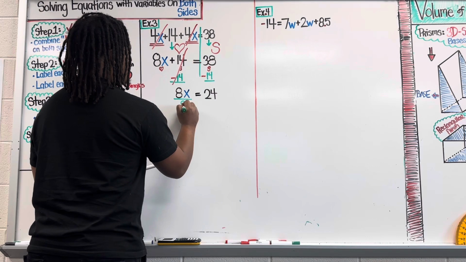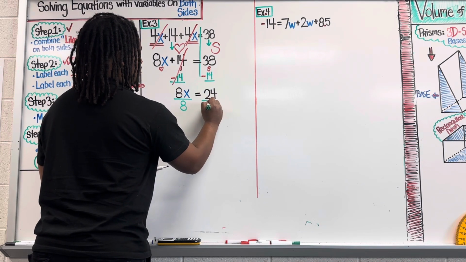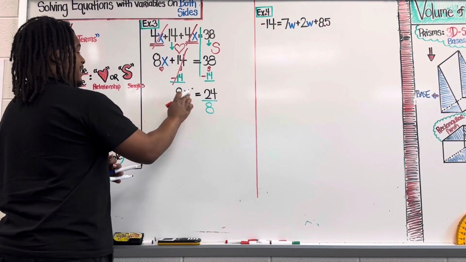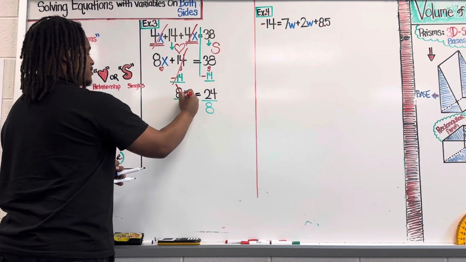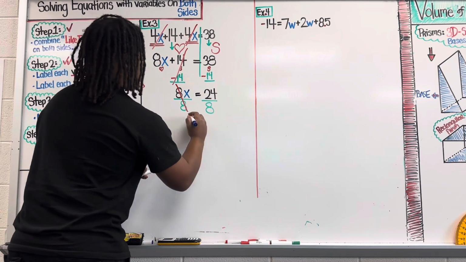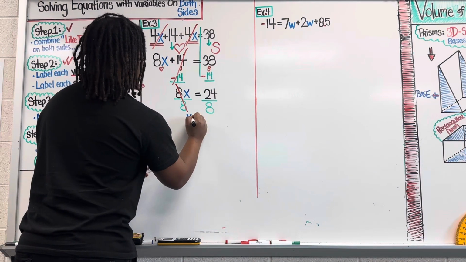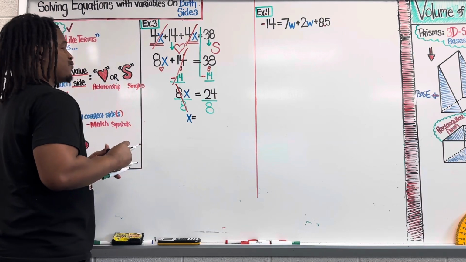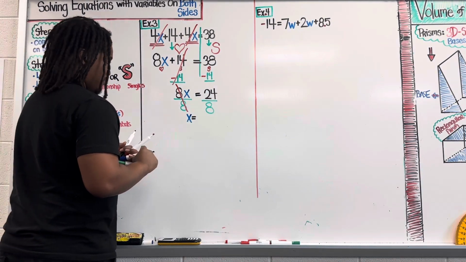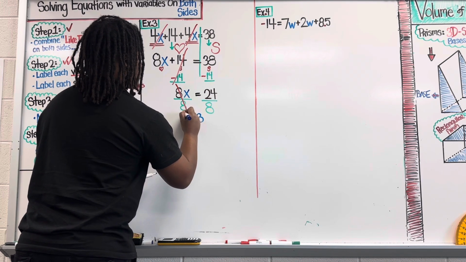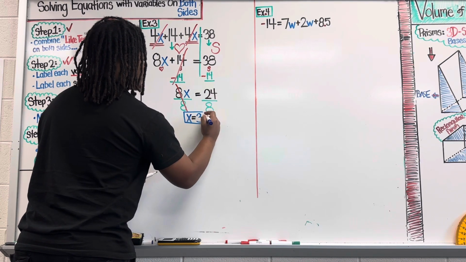So we're going to divide both sides by 8. 8x divided by 8 is just x. Okay, so I'm going to bring down x equals, and then we have 24 divided by 8, which is 3. So x in this particular case, guys, and we want to check, has a value of 3.